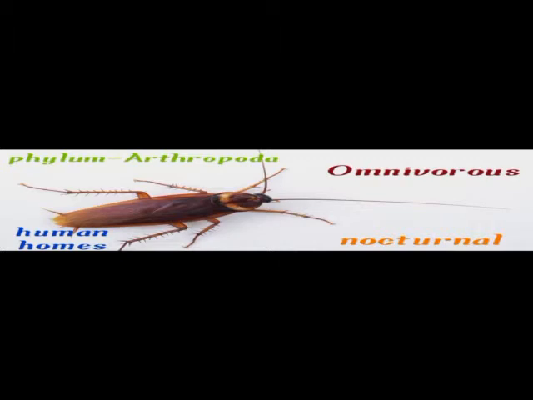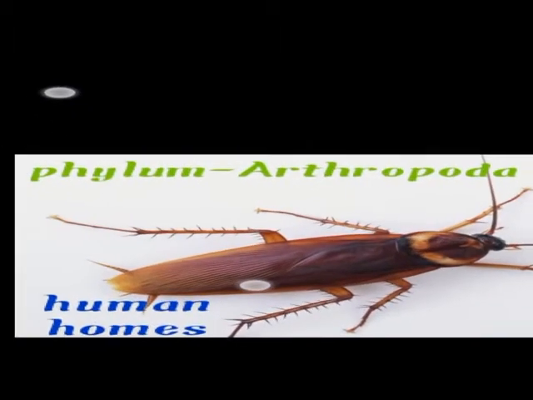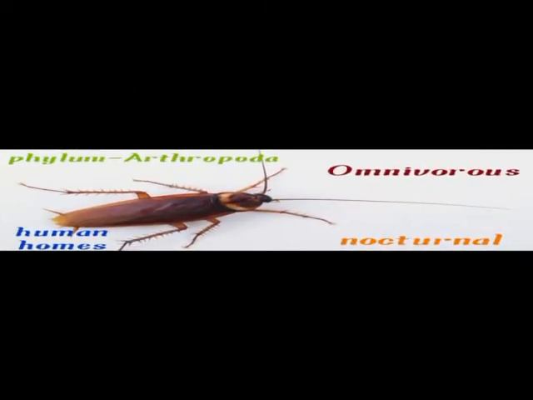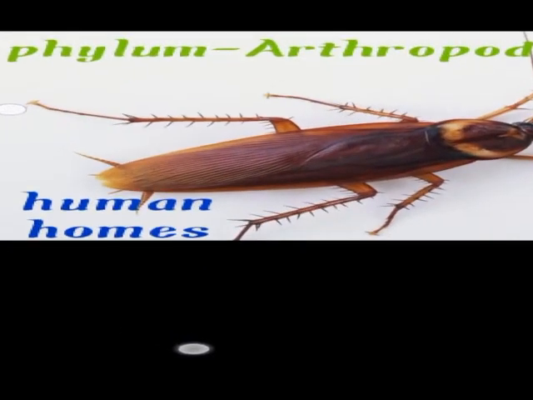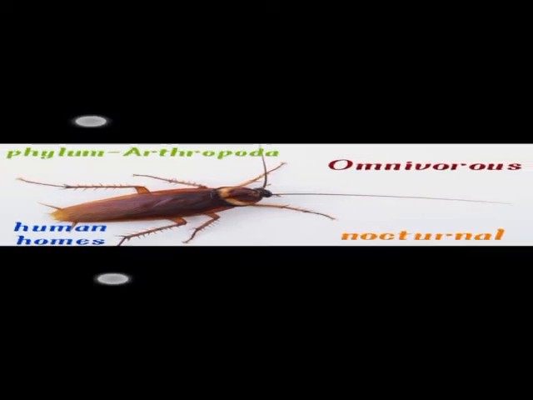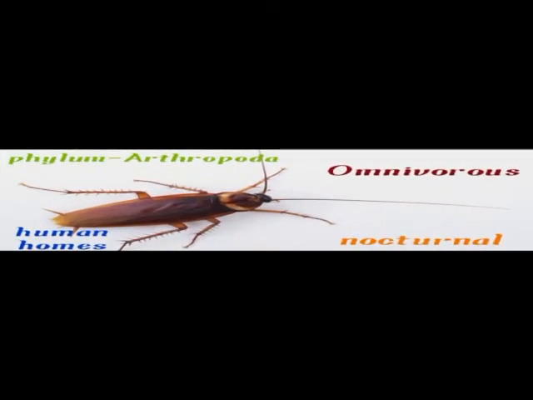The insects are included in the phylum Arthropoda. The cockroaches are included in the phylum Arthropoda. They have become residents of human homes because they are very serious pests and vectors of several diseases. They may live mostly in human homes. Residents, you may understand it.